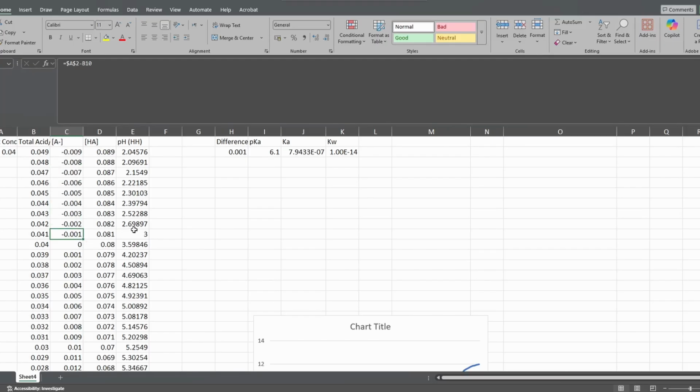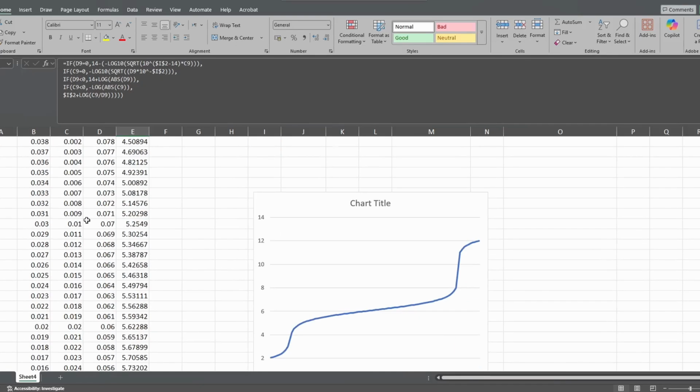Rather, at this point we will directly use these values, 0.02, 0.01. These are the values of H positive. They are not bothered by the buffer. We will use the negative log of these values directly. This is excess proton. We will use the negative log of these values to calculate the pH.